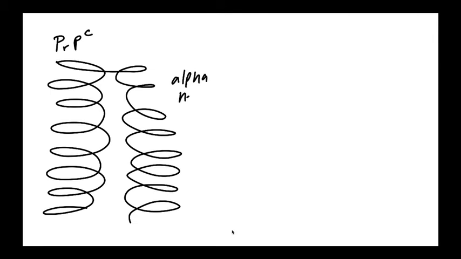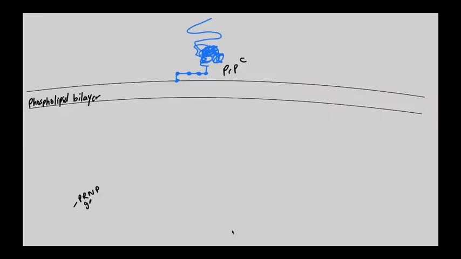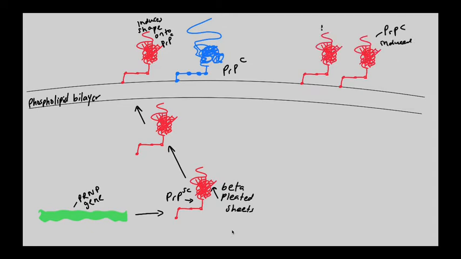PrPC has many alpha helixes in its secondary structure. PrPSc, however, has many beta-pleated sheets, making it less susceptible to being broken down by proteases. Mutation in the PRNP gene codes for PrPSc, which goes to the cell membrane via an endosome. On this membrane, PrPSc induces its shape onto the normal prion protein, making it a PrPSc protein.